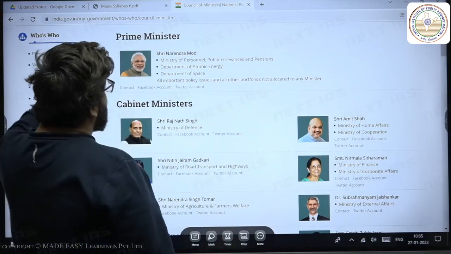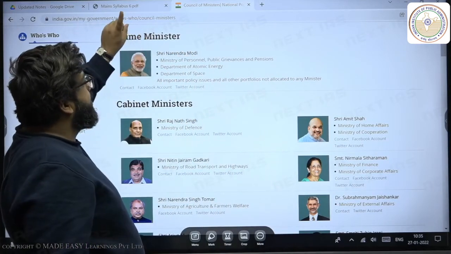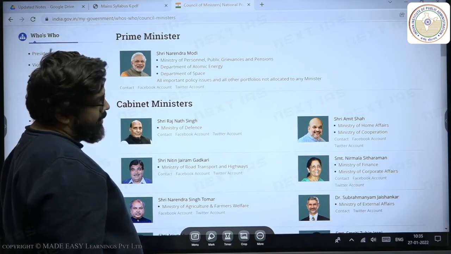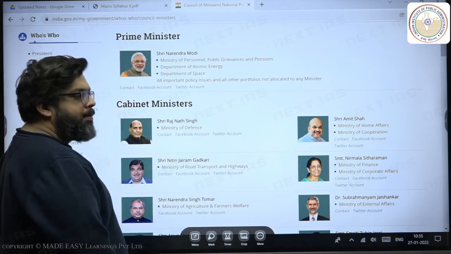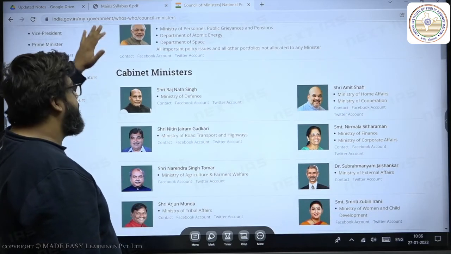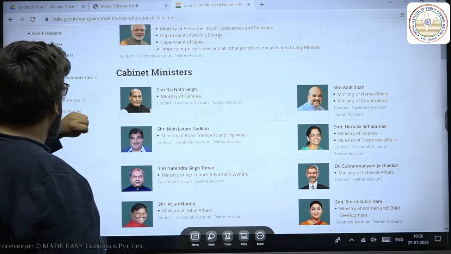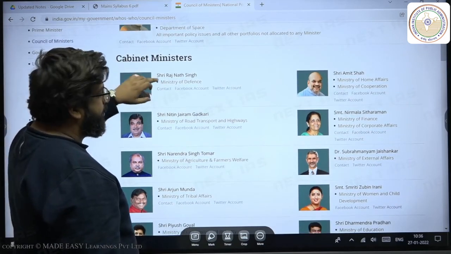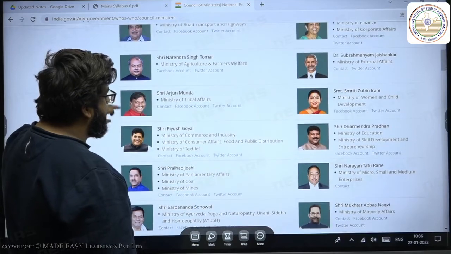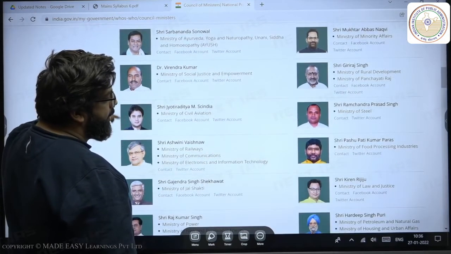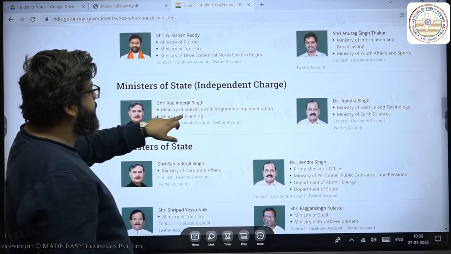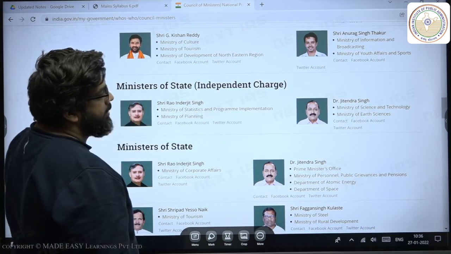Now see, the Prime Minister of India today holds the Ministry of Personnel and Public Grievances, Department of Atomic Energy, and Department of Space. So these are the 3, one ministry and 2 departments, that come under the Prime Minister of India. Then you have a bunch of cabinet ministers. So who are the cabinet ministers? You've got defense, transport, cooperation, corporate affairs, external affairs, agriculture, tribal. And then you have independent charge. So you'll see planning, statistics, Ministry of Earth Sciences, and all of those.